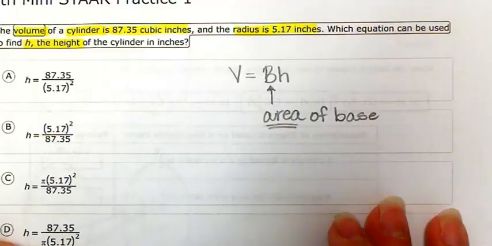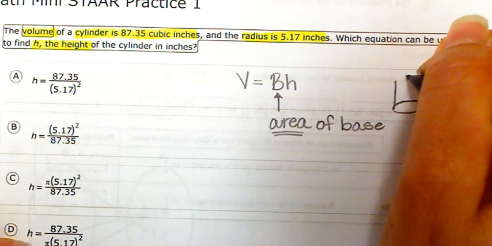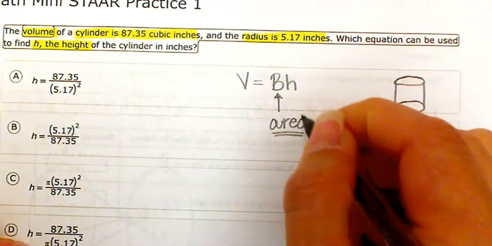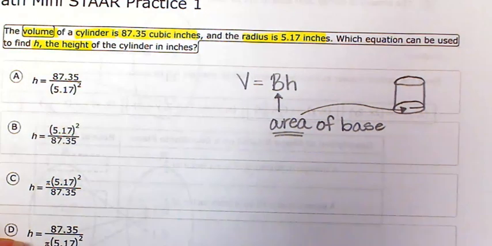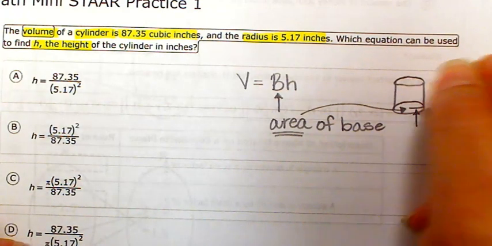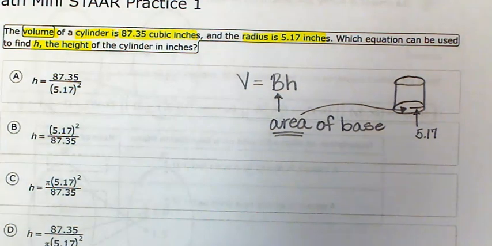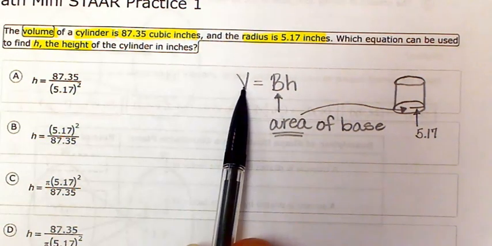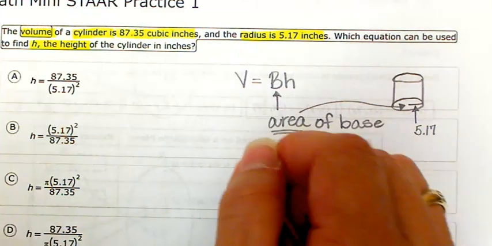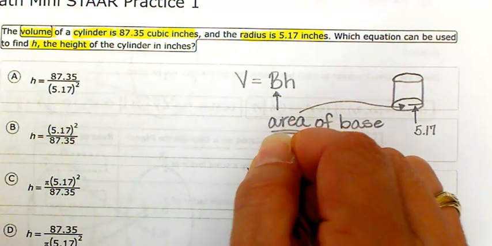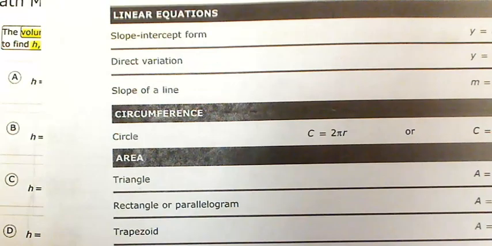Now, if you are thinking about a cylinder, it looks something like this, and the area of its base is a circle, okay? And the radius of that circle is 5.17 inches. So really, in order to find the volume, I need to put area of a circular base into this formula. So I'm going to rewrite that. Volume equals, what am I going to put for the capital B? The area of a circular base. So I need area of a circle.